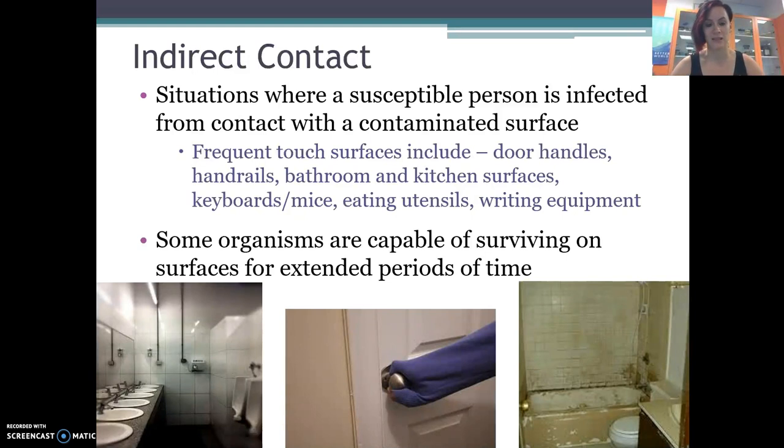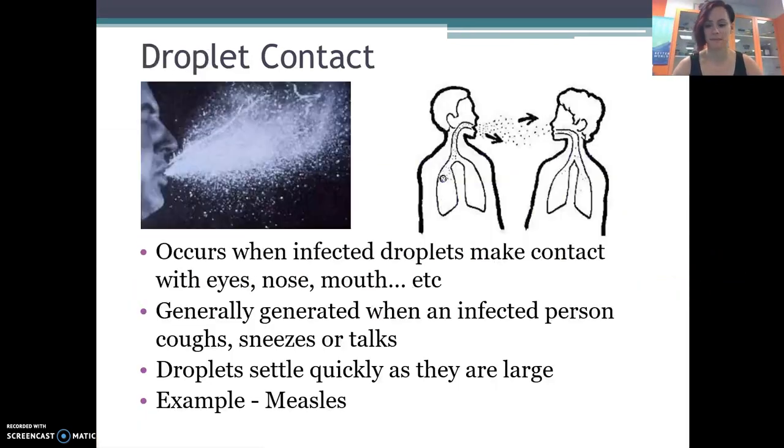these kinds of pathogens. So frequent touch surfaces, including door handles, handrails, bathroom and kitchen surfaces, keyboards. Yeah, your keyboards are pretty nasty, and I would make sure you clean them off regularly, particularly if you are sick, because those organisms are capable of surviving on a surface for an extended period of time, which is disgusting to think about.